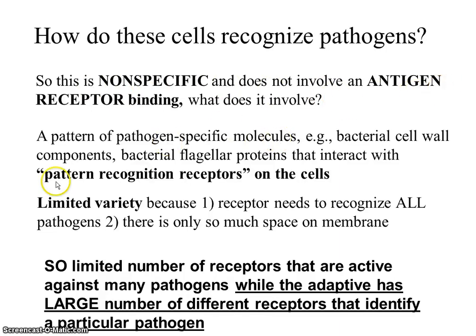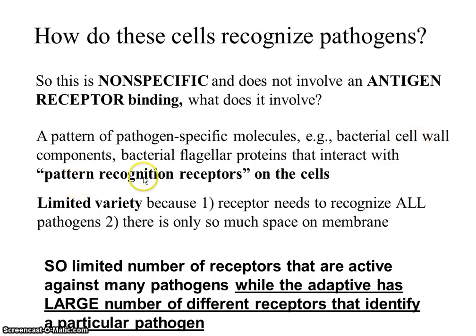What does it involve? Well, there's a pattern of molecules that is common to your non-human cells, bacteria, right, viruses and so forth. So a pattern of pathogen-specific molecules. Many of these are carbohydrates, a certain polysaccharide. And we find these in the bacterial cell walls, in the flagellar proteins that the bacteria have that our cells don't have, and our cells don't have cell walls.